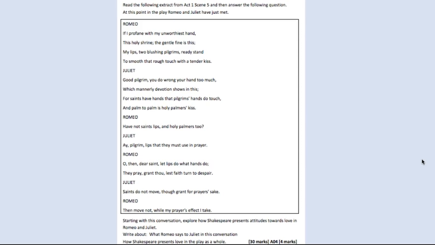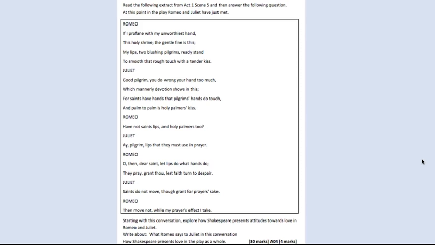But basically, this is an example from Romeo and Juliet. Same thing applies if you're doing Macbeth, whatever Shakespeare play. You're given an extract we see here, and it says, read the following extract from Act 1, Scene 5, and then answer the following question. At this point in the play, Romeo and Juliet have just met. And the extract is the Act 1, Scene 5, the bit in the film by the fish tank, where Romeo and Juliet are essentially kind of flirting with each other and then kiss. And the question is, starting with this conversation, explore how Shakespeare presents attitudes towards love in Romeo and Juliet. Write about what Romeo says to Juliet in this conversation and how Shakespeare presents love in the play as a whole. Now, if you've not familiarised yourself with this extract, it's worth having a look through it.